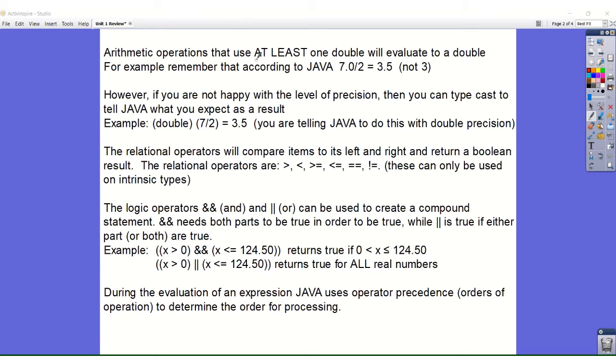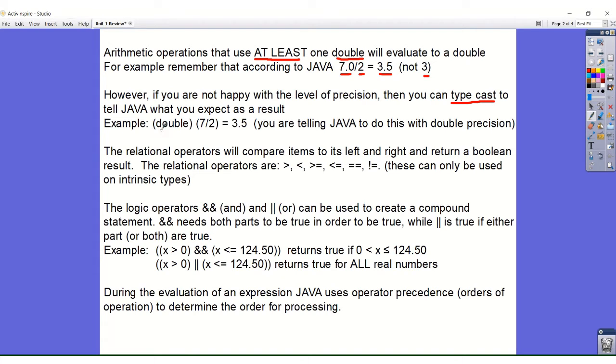Arithmetic operations that use at least one double value within its calculation will evaluate to becoming a double. So if you did 7.0 divided by 2, then you would get the correct answer of 3.5, not the integer version of 3. However, if you're not happy with the level of precision that Java is going to give you, you can always do something called typecasting to tell Java what you expect as a result.